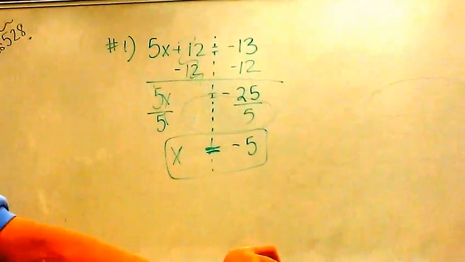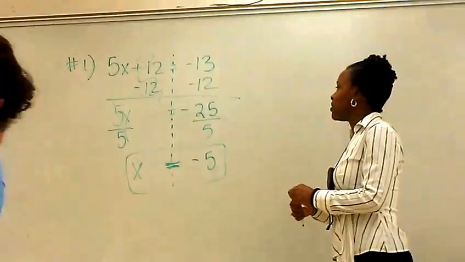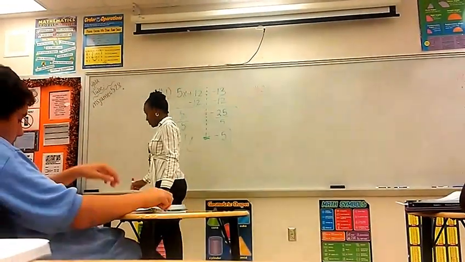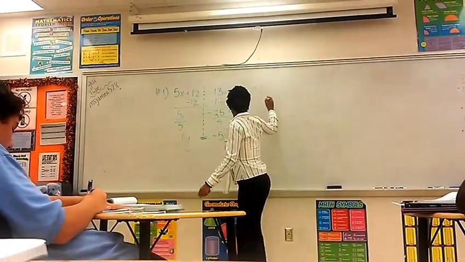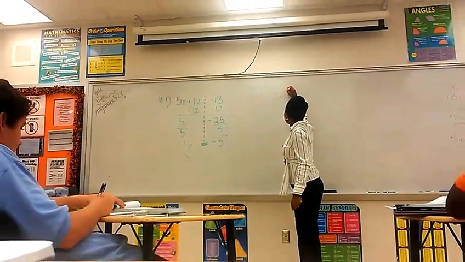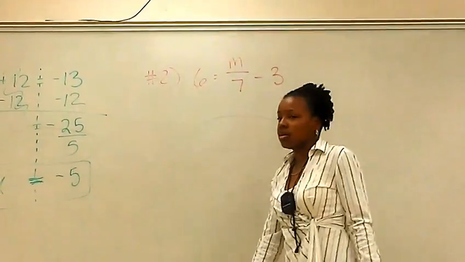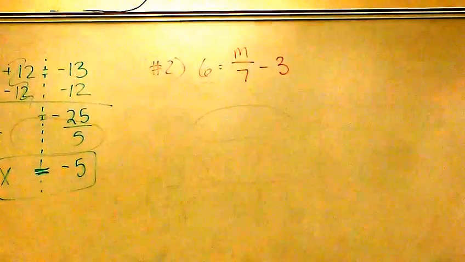Hard, easy, medium? Okay, try another one. 6 equals m over 7 minus 3. 6 equals m over 7 minus 3.